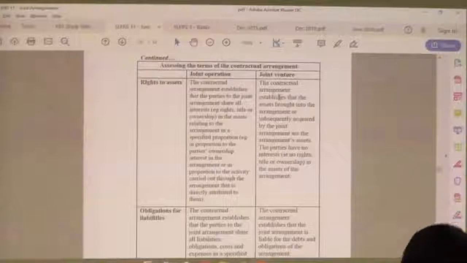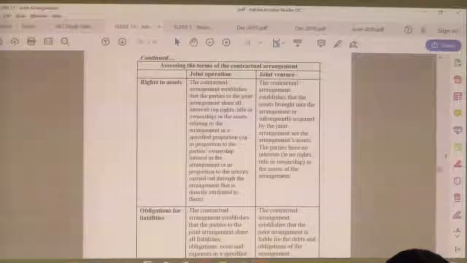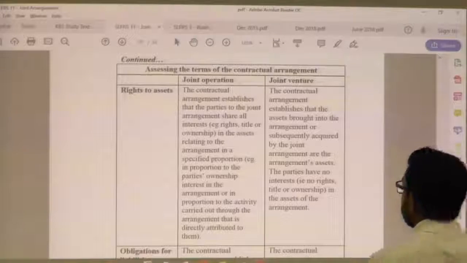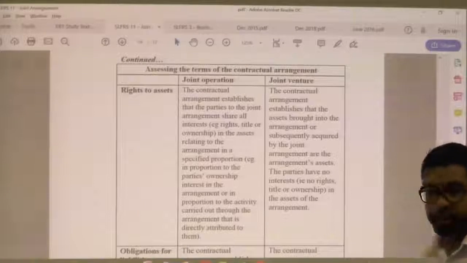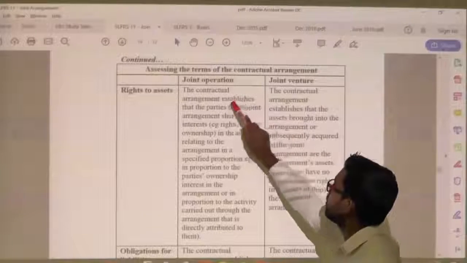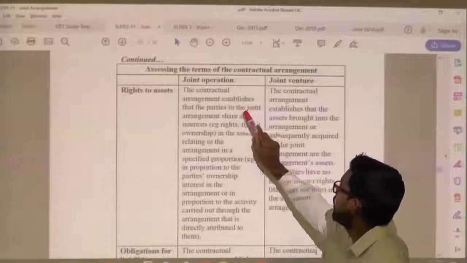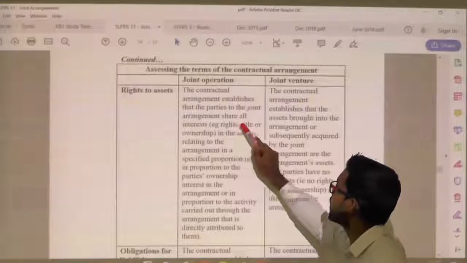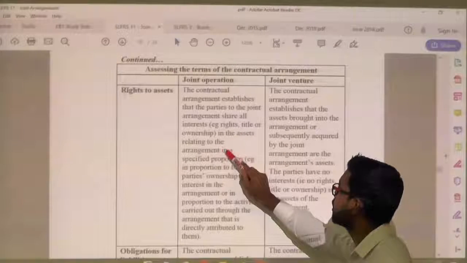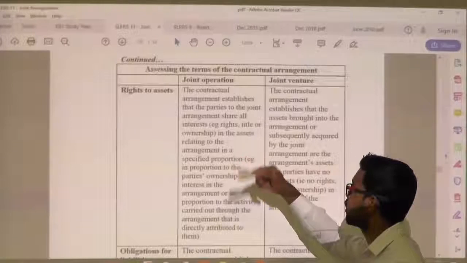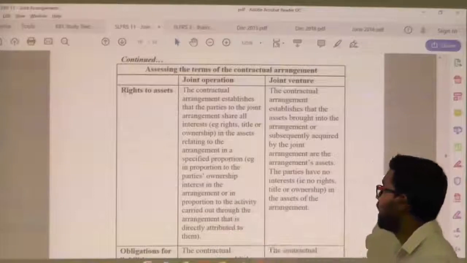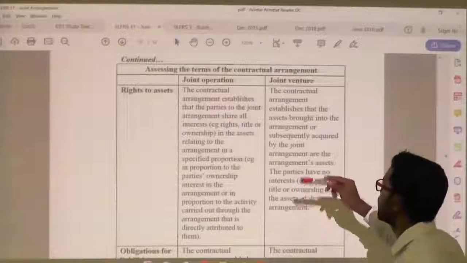Rights to the asset. If it is a joint operation, the contractual arrangement establishes that the parties to the joint arrangement share all interest, rights, title, and ownership in the assets relating to the arrangement in a specified portion, according to your portions, in proportion to the parties' ownership interest in the arrangement. That is fine. That is an operation. We discussed all these things.